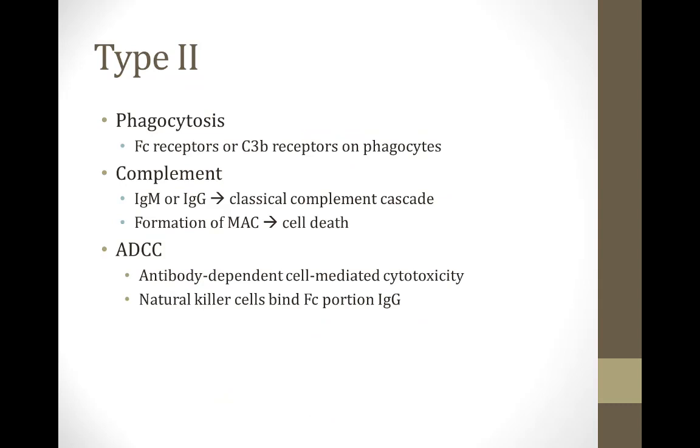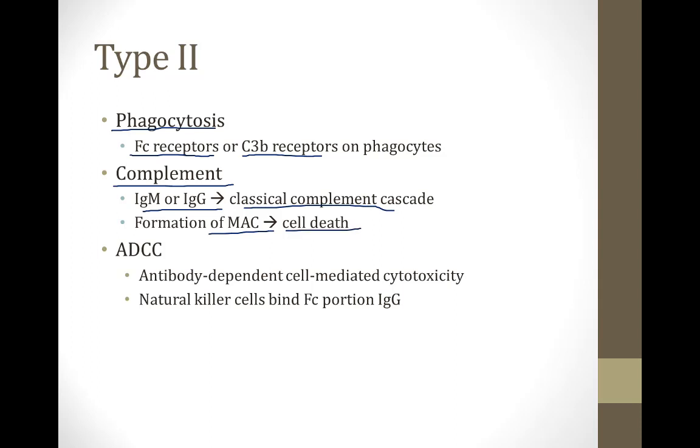In some of these disorders, antibodies bind to cells, and those cells are consumed by phagocytosis. Phagocytes like macrophages will recognize either the Fc receptors on the IgG antibodies or C3b from the complement pathway. Damage can also occur to cells and tissues through complement. IgM or IgG can trigger the classical complement cascade. They can form the MAC, and this can lead to cell death.